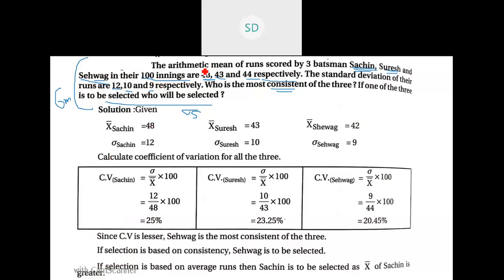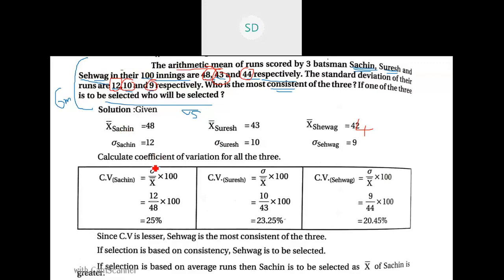Okay, so first they gave us the arithmetic mean. So arithmetic mean, x bar of Sachin is 48, x bar of Suresh is 43, x bar of Sehwag is 44. That is what we have written here. Next, standard deviation is given. Standard deviation of Sachin is 12, of Suresh is 10, and of Sehwag is 9. So that data is also considered.